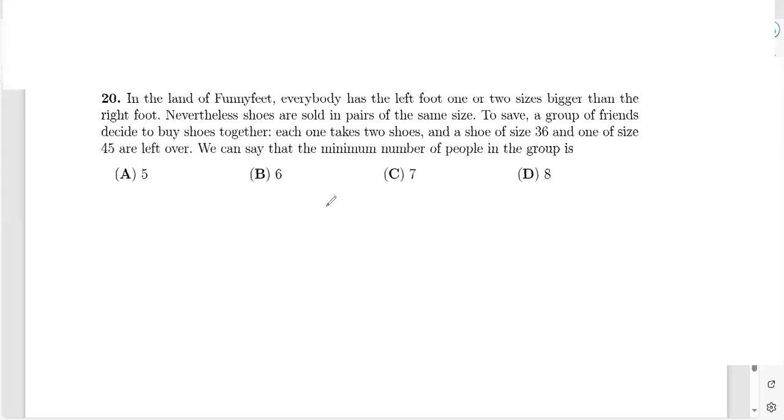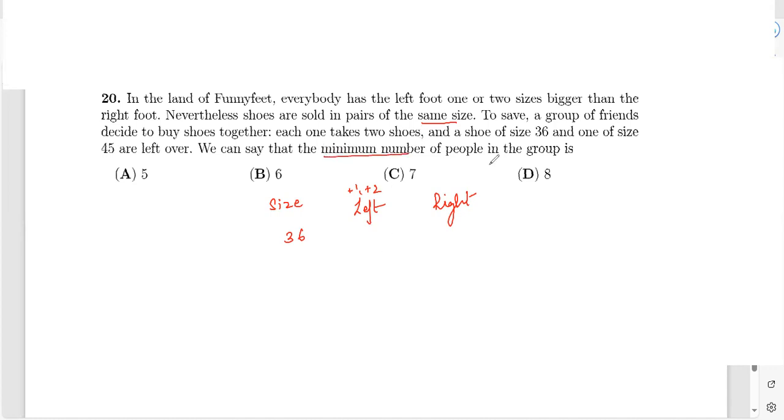Let's read question number 20, which is the last question. In the land of funny feet, everybody has a left foot 1 or 2 sizes bigger than the right foot. So you have a left foot and a right foot, where the left is either 1 size or 2 sizes bigger than the right foot. Nevertheless, shoes are sold in pairs of the same size. To save, a group of friends decided to buy shoes together. Each one takes 2 shoes, and a shoe size of size 36. So you have a shoe size of 36 and one of size 45 that are left over. We want to find the minimum number.